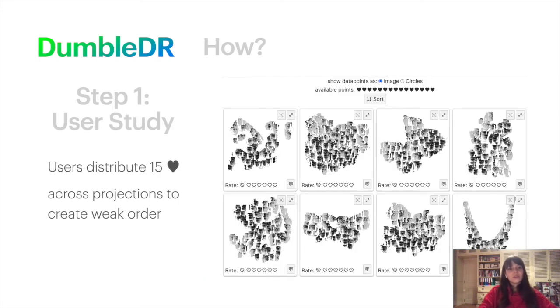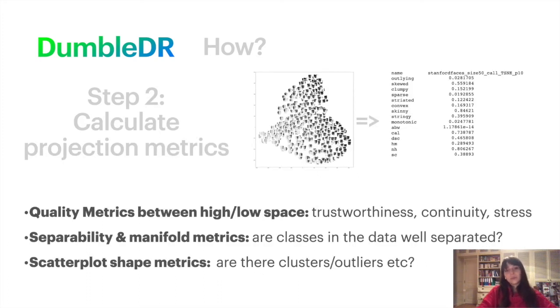So how did we do this? We again ran a user study. In this particular one, people had to distribute 15 points across 8 projections for the same data. In this process, they would create a weakly ordered list of these projections, ranking them from most liked to least liked. And in step 2, we took each projection and calculated some quality metrics based on them.